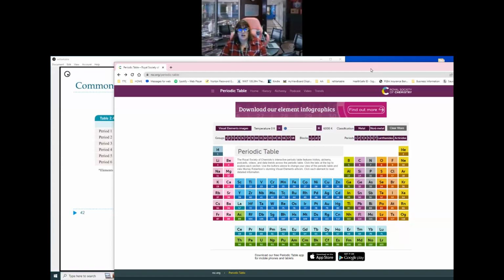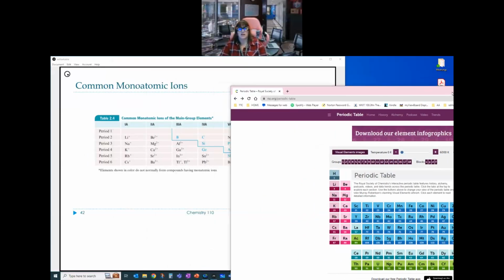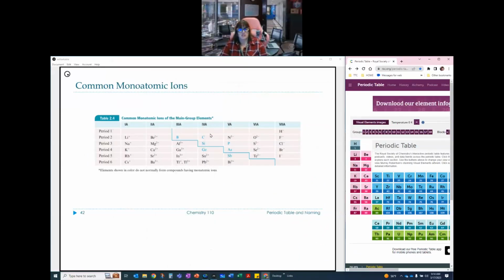Now, here, common monoatomic ions of the main group elements. You'll see that my 1A group, those are all +1s. My 2A, those are all +2s. You'll see that my 3, these all of the metals tend to be +3 charges, although Tl can also be a +1. That's where it's lost only that P.